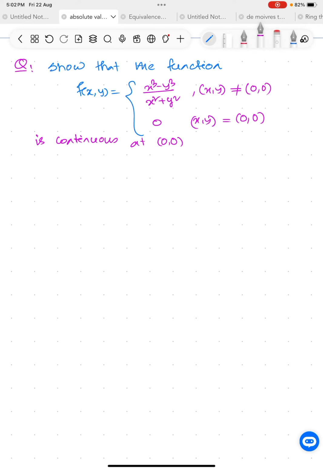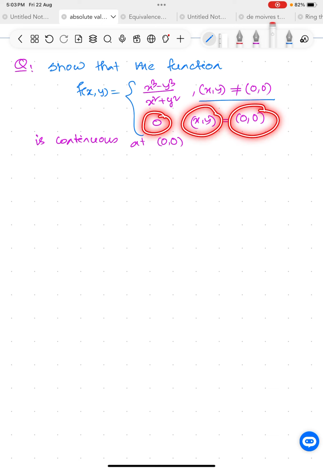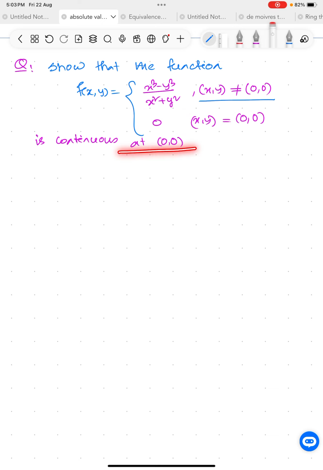So hello everyone. In this video we are going to solve a problem which is related to continuity of a function of several variables. Look at the problem. Show that the function f of xy, which is defined in this way: if xy is not equal to 0 0, the value of the function is x cube minus y cube divided by x square plus y square, and if xy is equal to 0 0, then the value of the function is 0, is continuous at 0 0. So let's solve it. Look at the solution.